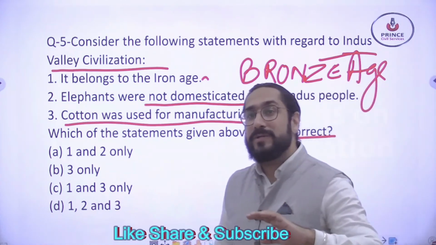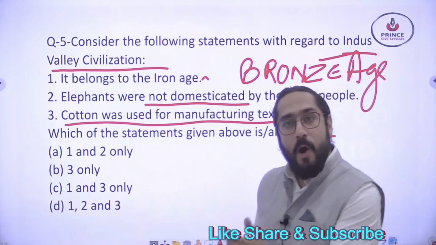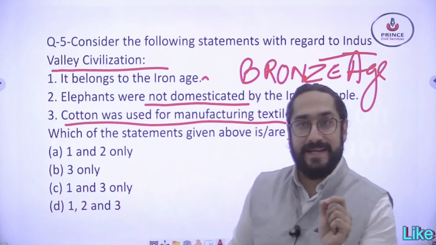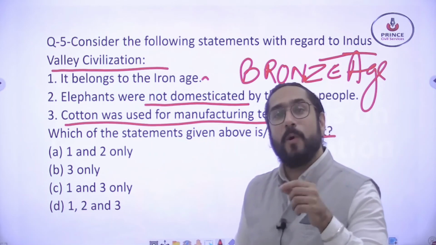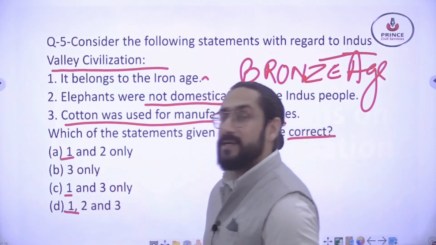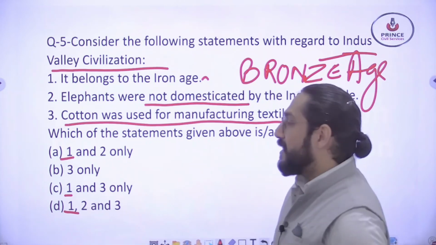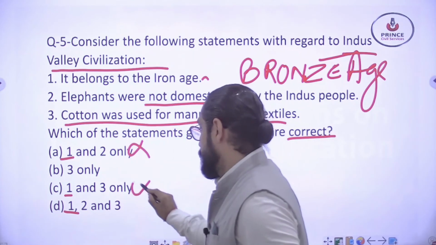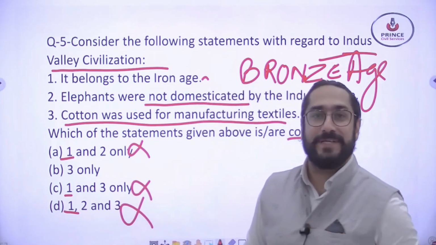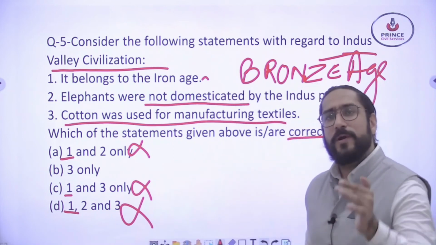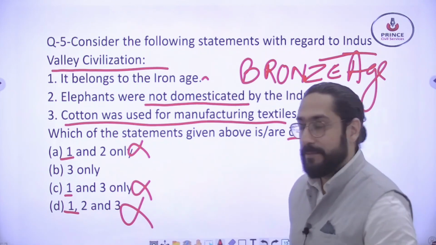So statement number 1 is wrong. Before I go on to the other statements, let's look at the options. If you know that statement number 1 is wrong, then also you can solve this question, because there is 1 in the options. Where there is 1, that option is wrong. The only option left is B, that is 3 only. But for your further information, let's look at the statements.